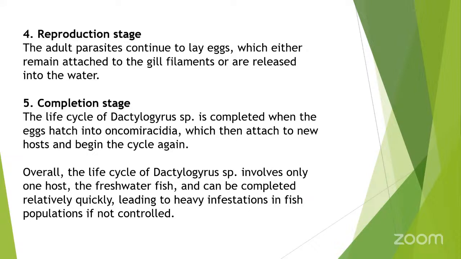Next comes the reproduction stage. The adult parasites continue to lay eggs, which either remain attached to the gill filaments or are released into the water. Next is the completion stage. The life cycle of Dactylogyrus species is completed when the eggs hatch into Oncomiracidia, which then attach to new hosts and begin the cycle again. So overall, the life cycle of Dactylogyrus species involves only one host, the freshwater fish, and can be completed relatively quickly, leading to heavy infestations in fish populations if not controlled.